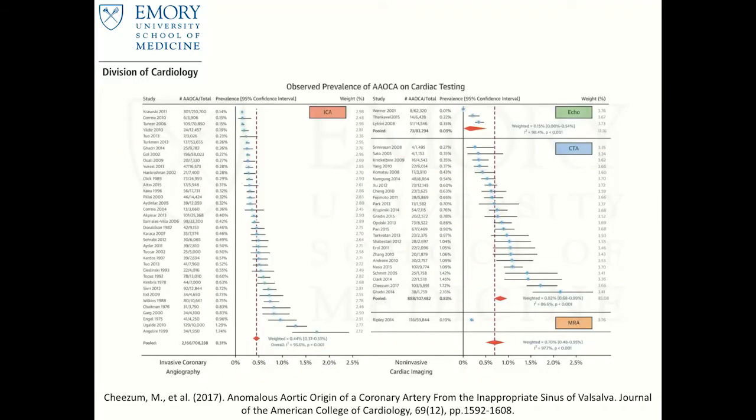This slide is a forest plot of many studies that have looked to identify the actual prevalence of this disease. This is a forest plot of anomalous coronaries of all subtypes. As you can see, there's a very wide variation as to what the prevalence was, based on the studies, and particularly based on the different imaging modalities that were used for diagnosis, whether it be invasive coronary angiography, echo, CTA, or MRA.